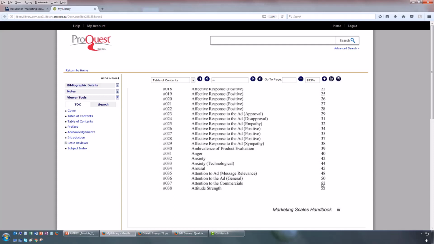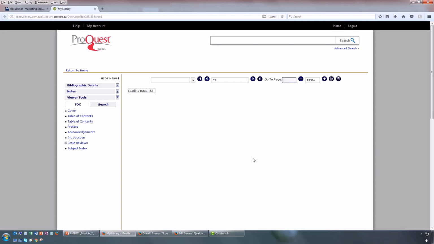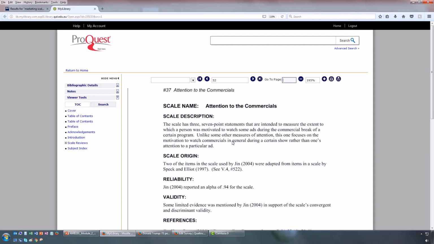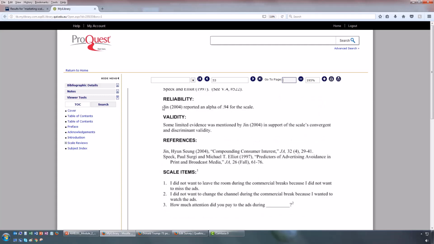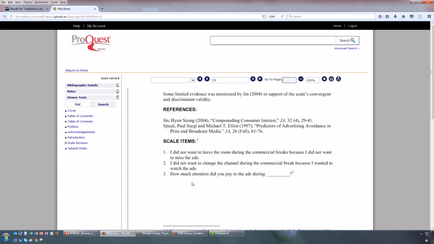So if we just have a look at one of these, we go to page 52 to look at attention to commercials. You can see a description of that scale, where it's been developed in the past, so by Jin in 2004. We've got a couple of points here about the psychometric properties of that, and we'll talk about those in a second, and then the actual scale items that were used. So these three items were asked of participants in those studies that have used those questions before.